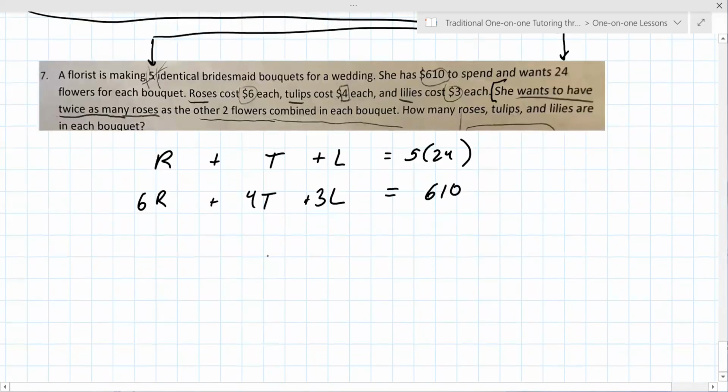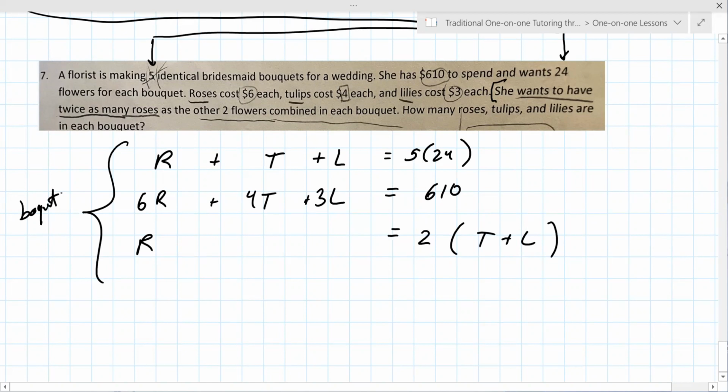See, messing that up pretty quickly here. So roses has to be double the other ones. But I guess the question is, are we doing all of these in terms of the bouquet, or doing them in terms of the total quantity?